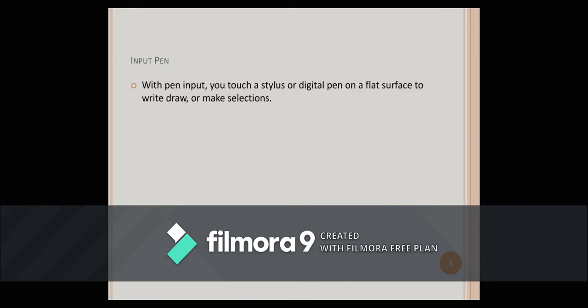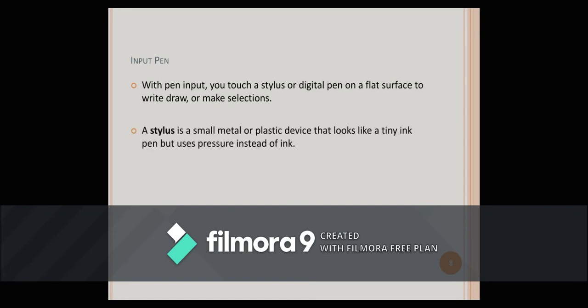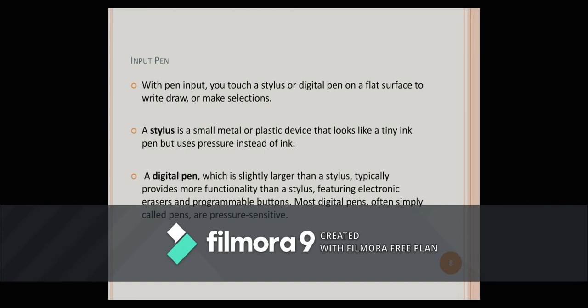Input pen. With an input pen, you touch a stylus or digital pen on the flat surface to write, draw or make selections. A stylus is a small metal or plastic device that looks like a tiny ink pen but uses pressure instead of ink. A digital pen, which is slightly larger than a stylus, typically provides more functionality than a stylus, featuring electronic erasers and programmable buttons. Most digital pens, often simply called pens, are pressure sensitive.